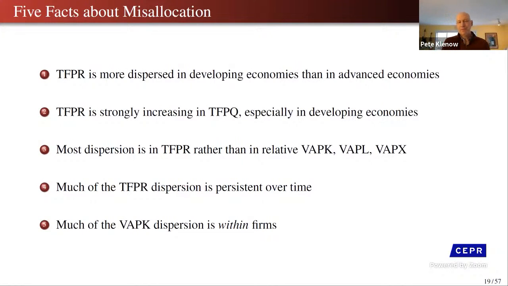So one, which I've already kind of implicitly said, but I want to be explicit about, is that people are consistently finding more dispersion in this TFPR in developing economies than in advanced economies, the richer economies. And that's consistent with misallocation not only being large and important, but being a bigger problem in developing countries than in advanced economies. So it's a problem everywhere, but it seems a bigger problem in developing countries. That's what makes it very much a macro development question.